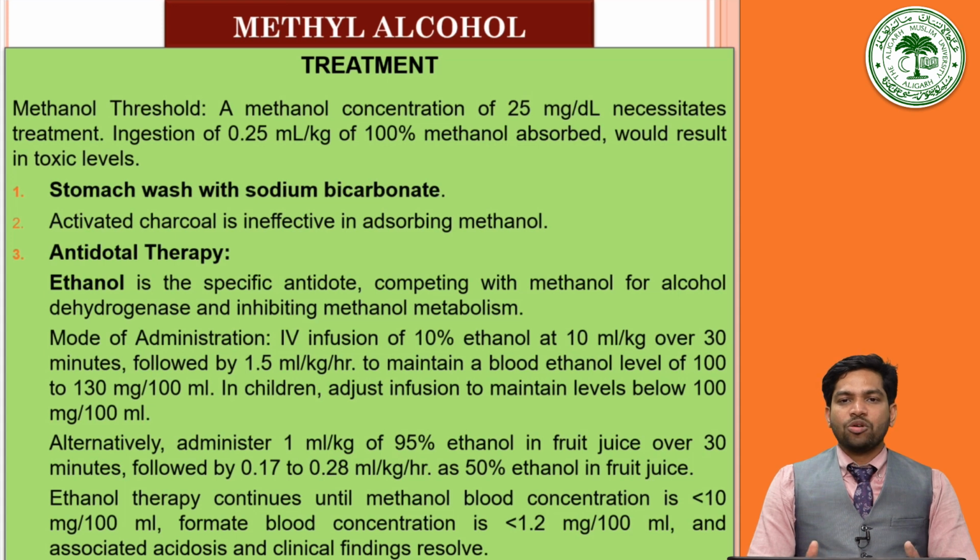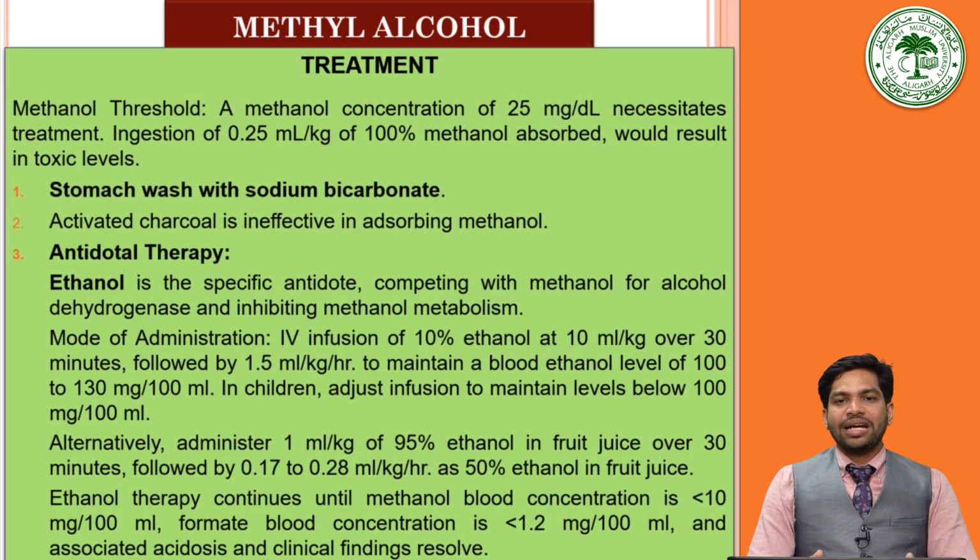Then the best antidotal therapy for methanol poisoning is ethanol itself. Ethanol is the specific antidote since it preferentially competes for the same enzyme, that is alcohol dehydrogenase, and prevents the metabolism of methanol, which is then excreted unchanged in the urine. So, ethanol competes for the same receptor on the alcohol dehydrogenase and it has more affinity and it binds with the alcohol dehydrogenase. So, no alcohol dehydrogenase is available to metabolize the methanol. So, the methanol remains in the blood and gets excreted in the urine.